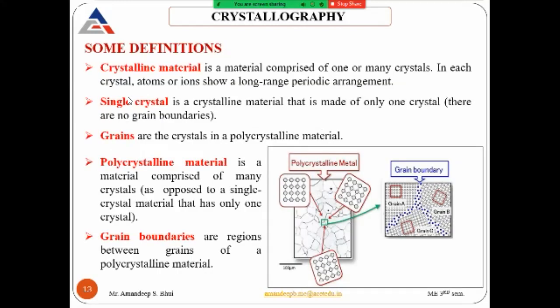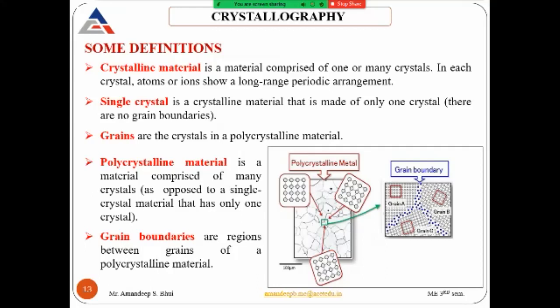Now, before we move further, there are certain definitions we need to study. The first definition is: what is a crystalline material? It is a material that is comprised of one or many crystals. In each crystal, atoms and ions show a long range periodic arrangement in ordered form. So these are crystalline solids.